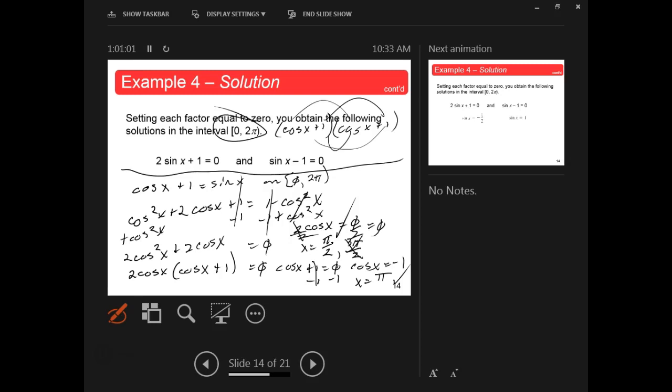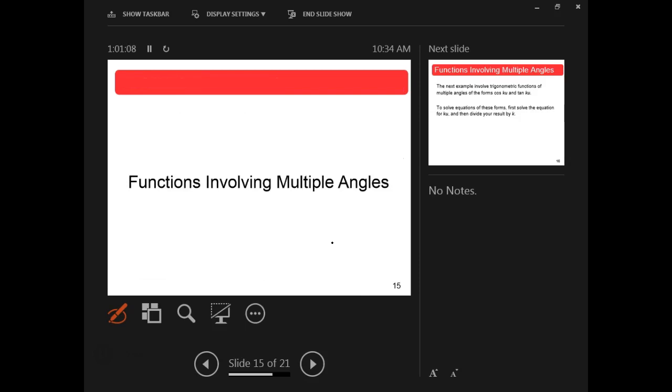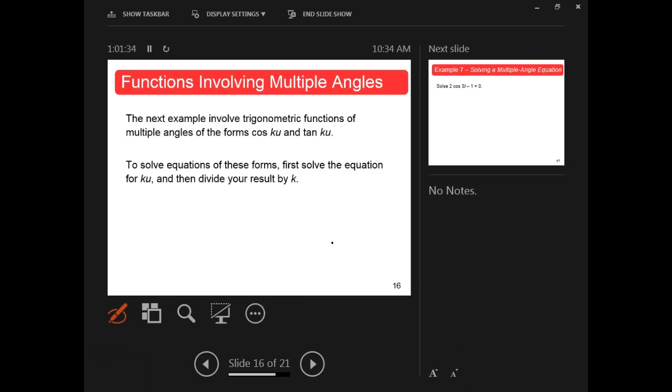Now let's move off of this. Functions involving multiple angles. Okay? We've had situations where you have multiple answers for a given equation. This time we're going to have functions that have multiple angles, which almost sounds like the same thing, but it's not quite. The next two examples involve trigonometric functions of multiple angles of the form cosine kx and tangent kx. To solve these equations, here we have to put in an extra step.